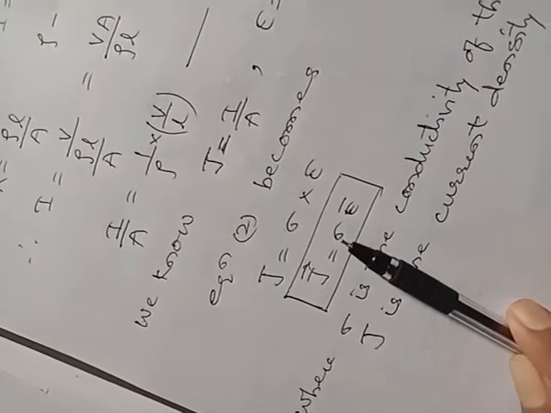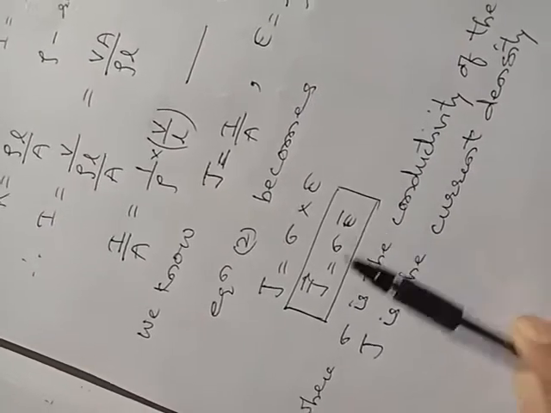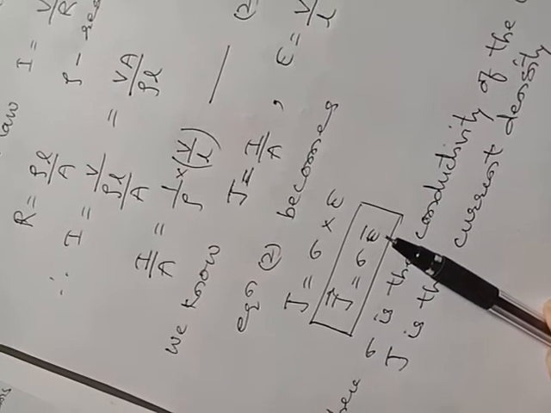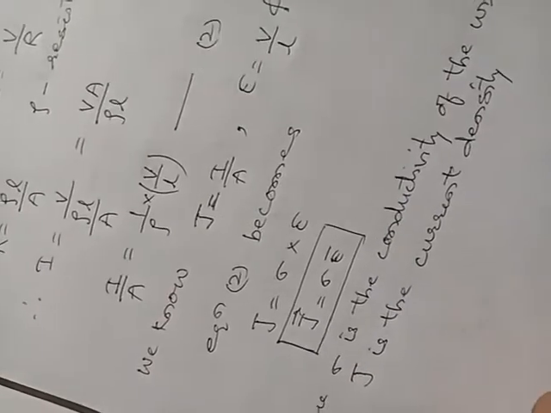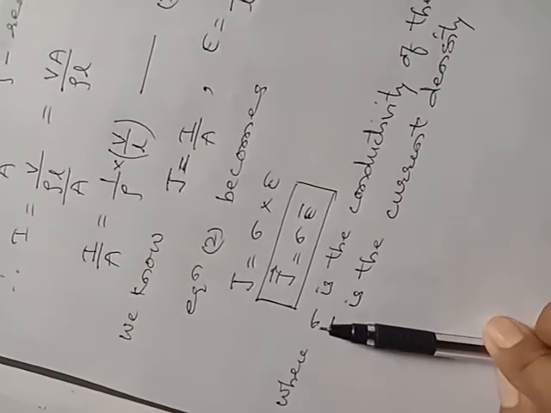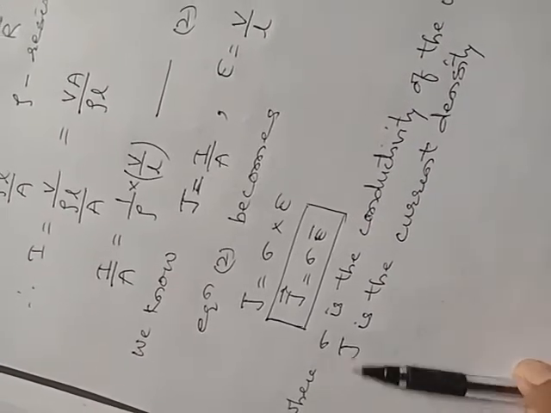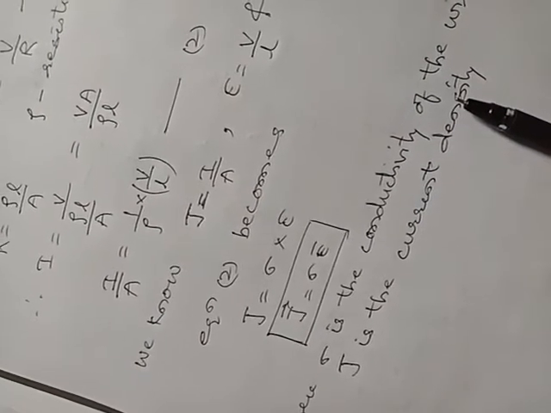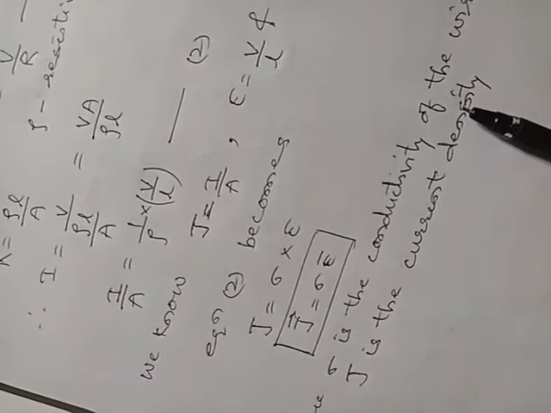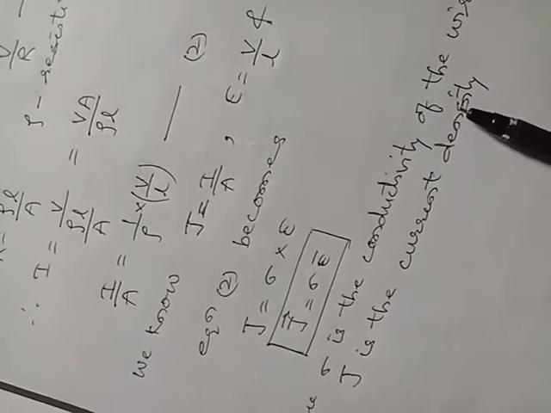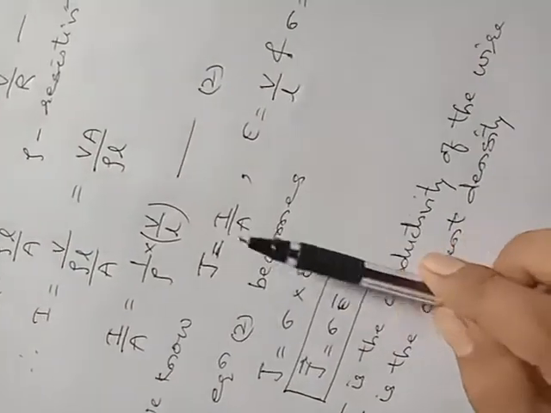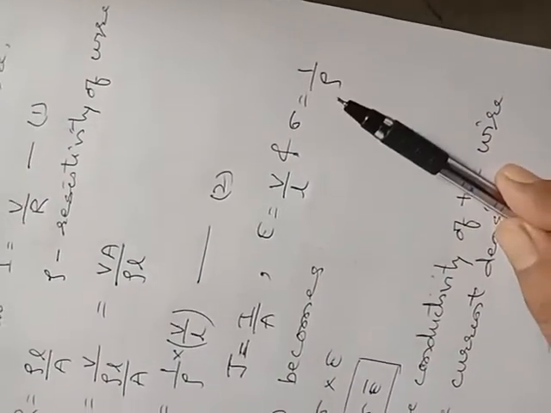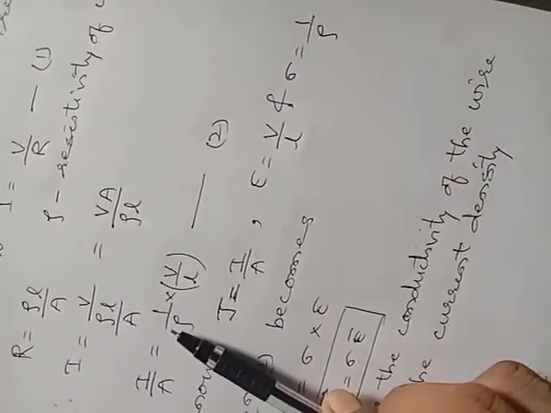Current density in terms of conductivity and electric field is this relation. In this relation, sigma is the conductivity of the wire, and J is the current density of the wire. So what do we have to remember? Only this: J is equal to I by A, E is equal to V by L, sigma is equal to 1 by rho. These values are substituted in equation number 2.